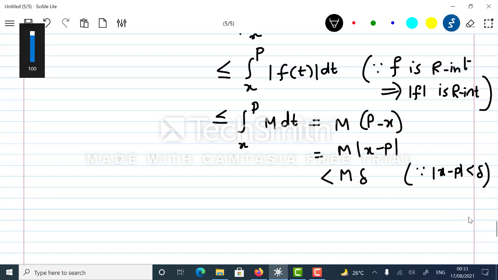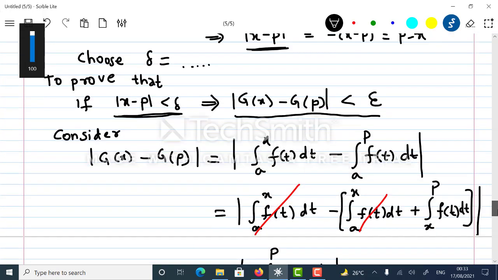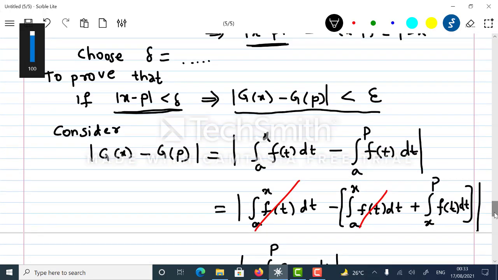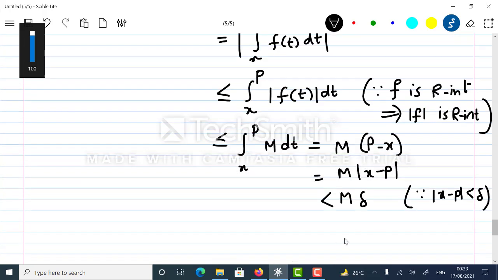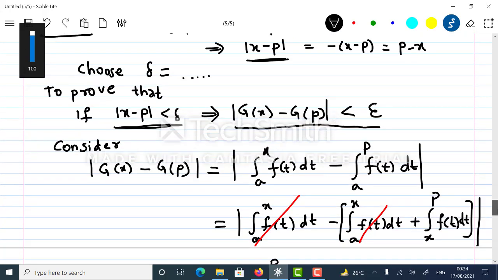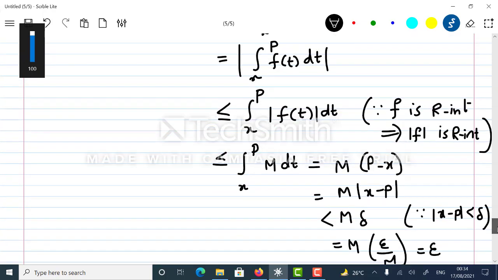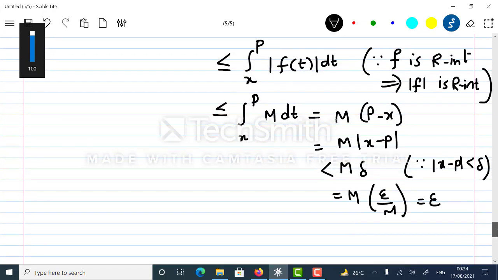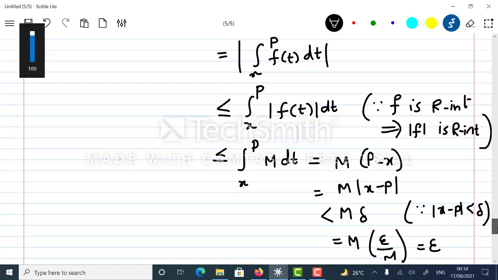Now I can choose delta in such a way that I want this mod g of x minus g of p to be less than epsilon. So it is very clear that I should choose delta as epsilon upon m, so that I will have epsilon. So what I got is as follows: mod g of x minus g of p is less than epsilon, provided mod x minus p is less than delta.